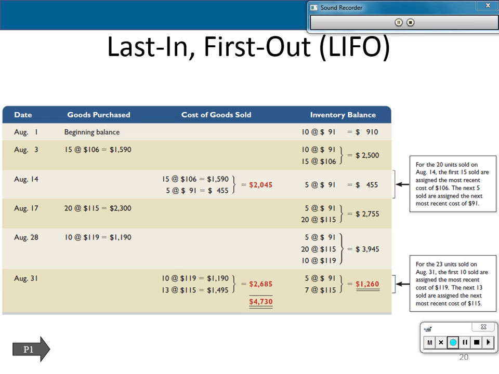Now it's a little different. Same transactions, different costs. You still have beginning inventory, and you still have the purchase on August 3rd. Now, when they sold on August 14th, they still sold the same 20 units. But this time around, where do we pull from? The last. So how many units? You're selling 20 units, and you're pulling from what was purchased last.